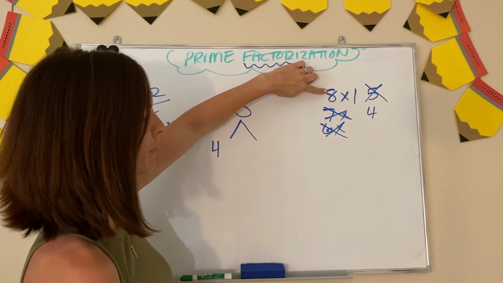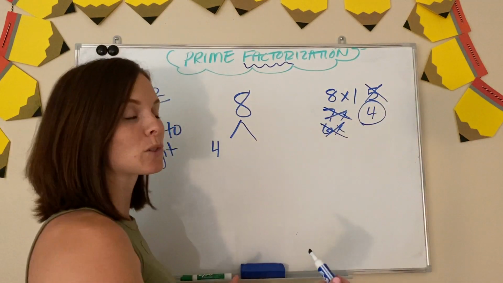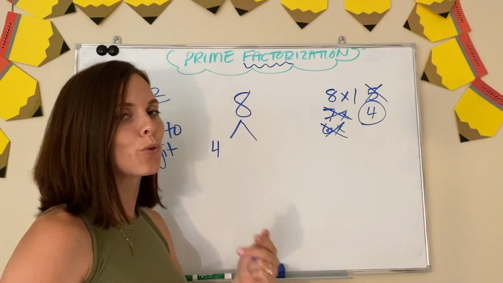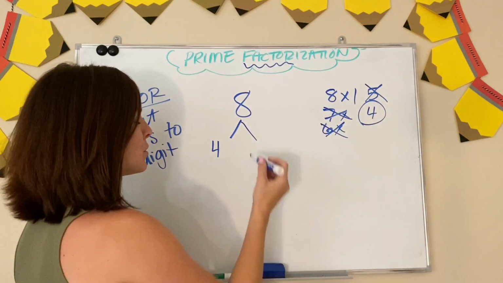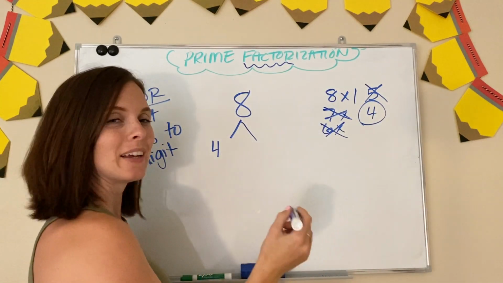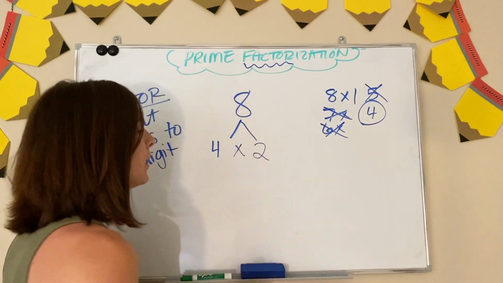Notice I went down from 8. 8, 7, 6, 5, 4. That way we landed with the biggest one. I didn't start with 1, 2, 3. I went from the top and went down. And that's what I want you to do. 4 times what gives me 8? It was 2. 4 times 2 is 8. Okay.